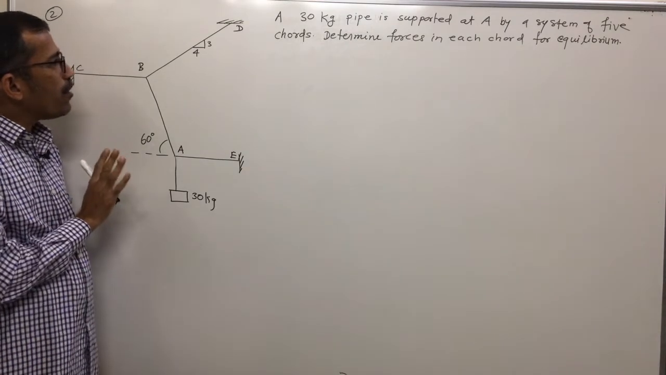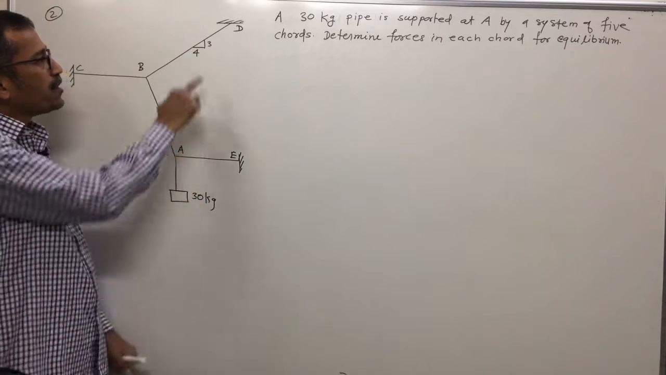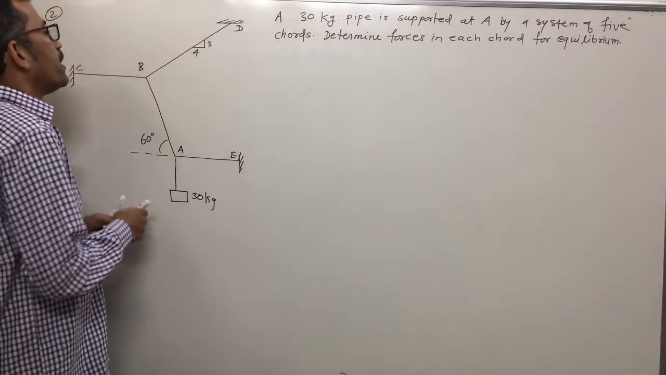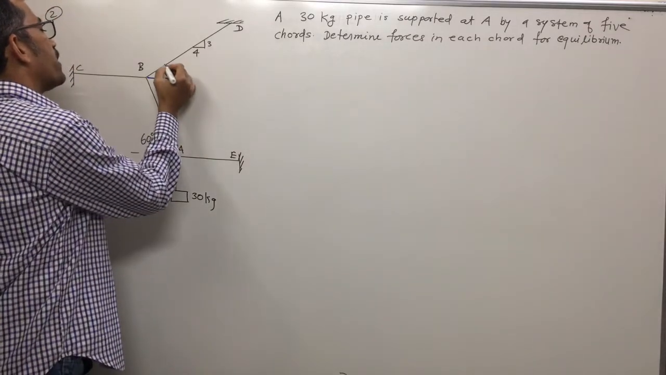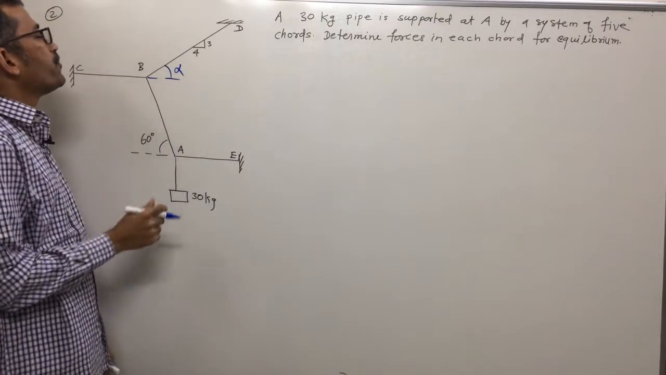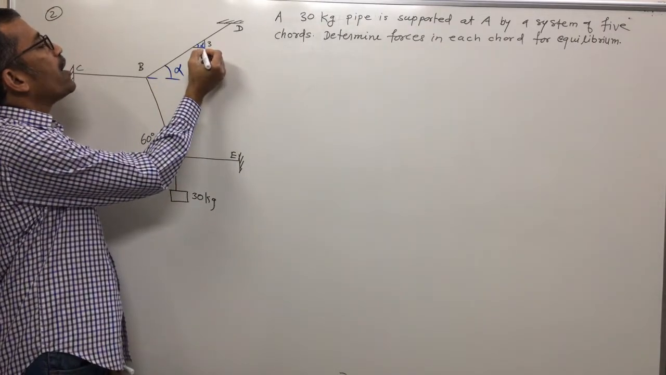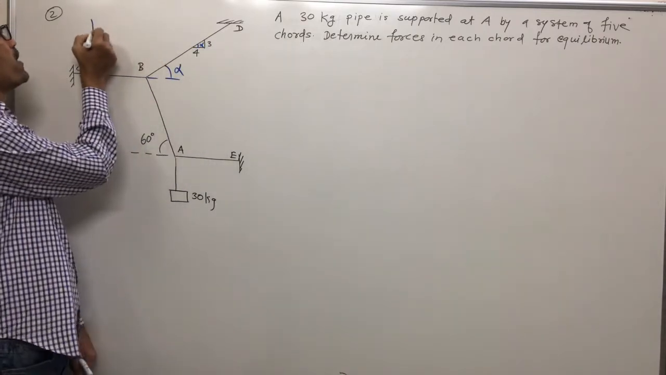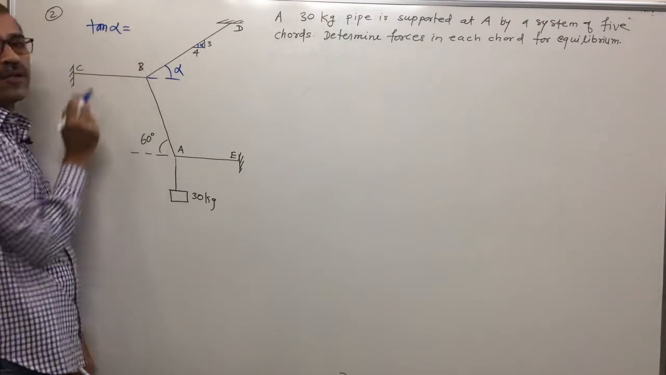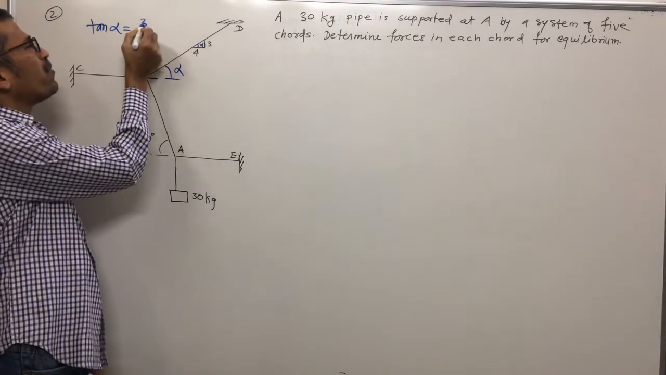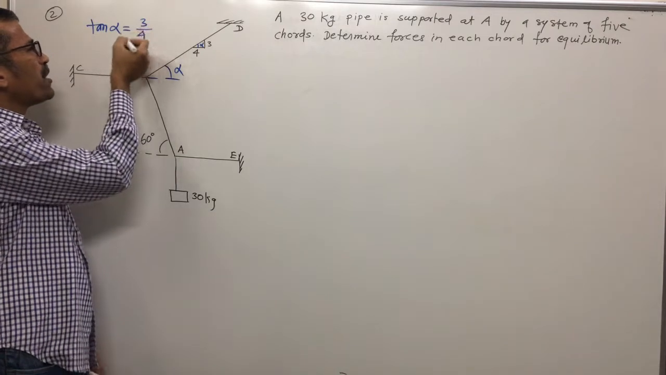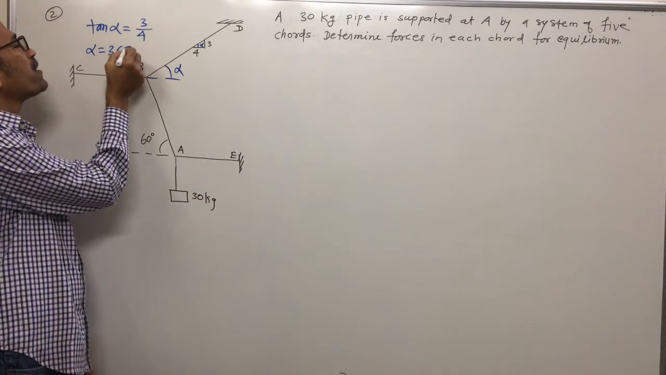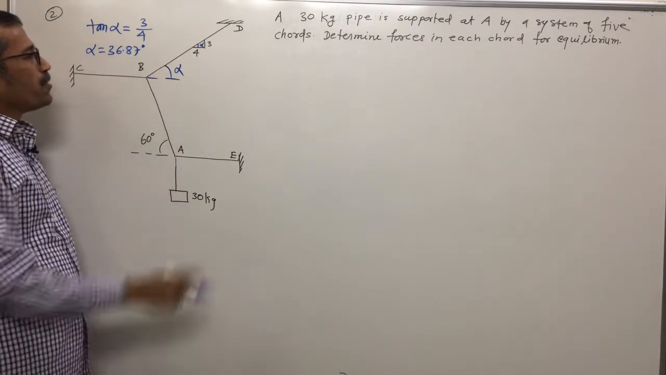First, the inclination of all cords you must know, right? If the slope 3/4 is given, how will we get this angle? You know how to find such an angle. If I draw a horizontal line, and say this is my favorite angle alpha, opposite is 3, adjacent is 4. That means tan of angle alpha is opposite upon adjacent, so alpha is tan inverse of 3/4. This angle comes out to be 36.87 degrees. Okay, so this angle is known.